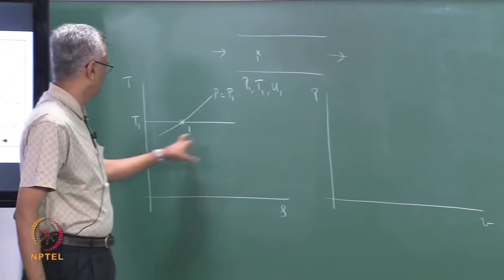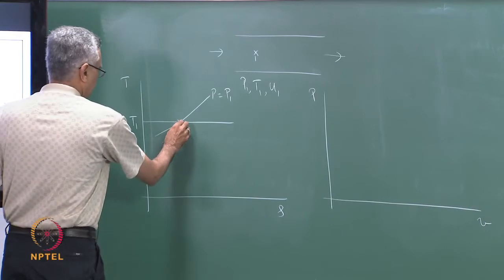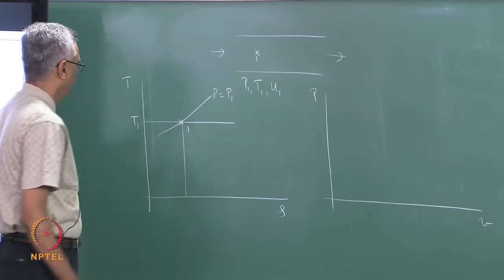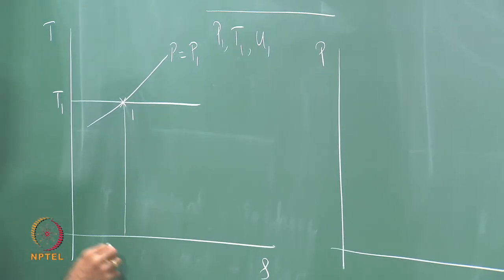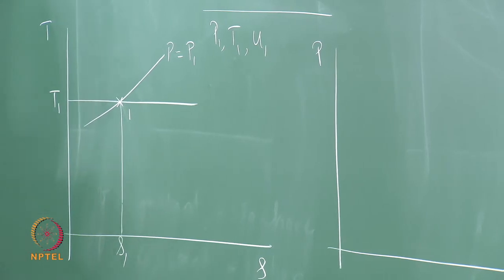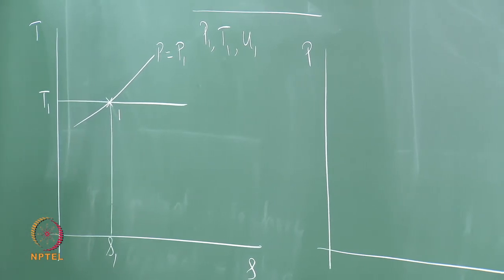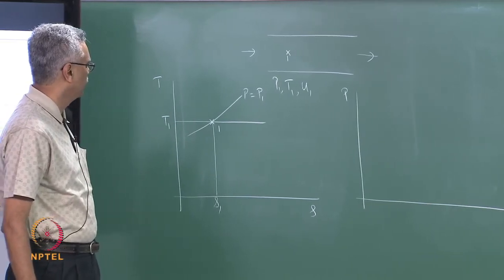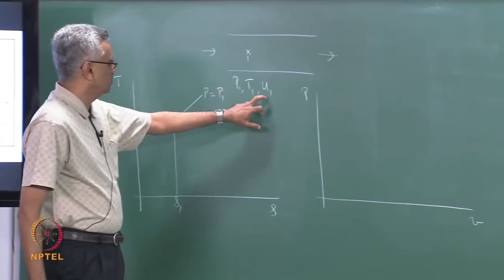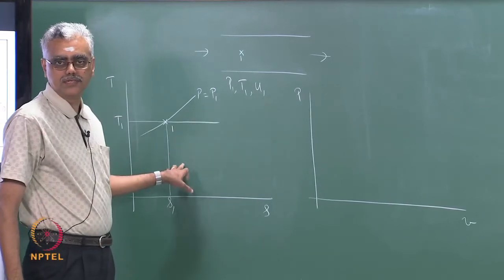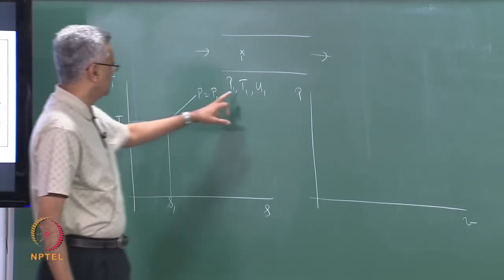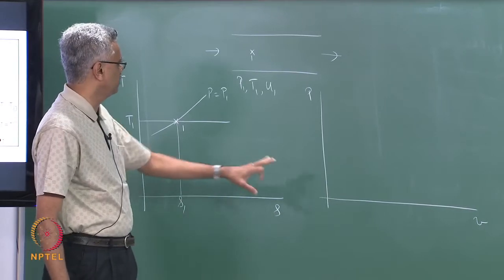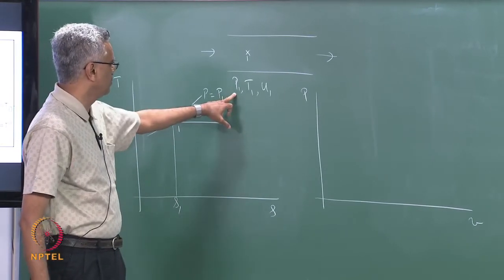So we have now shown P1 and T1, and this is state point 1, and this is S1. If required, we can calculate S1, but we usually do not need to calculate the absolute value of the entropy. Now, we are still to indicate the velocity on the TS diagram. We will do that next. Let us display the same information on a PV diagram. So, P equal to P1 is known.